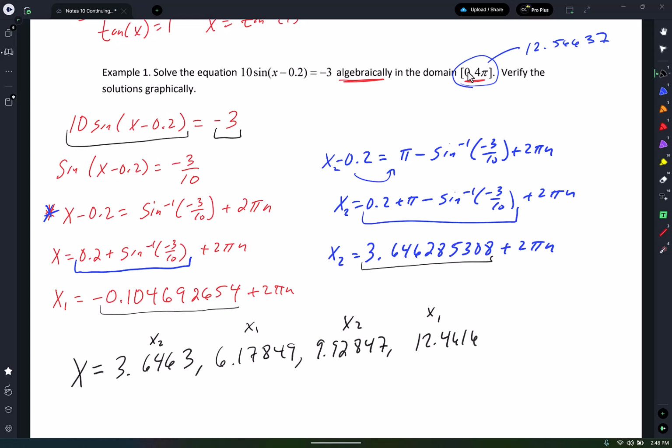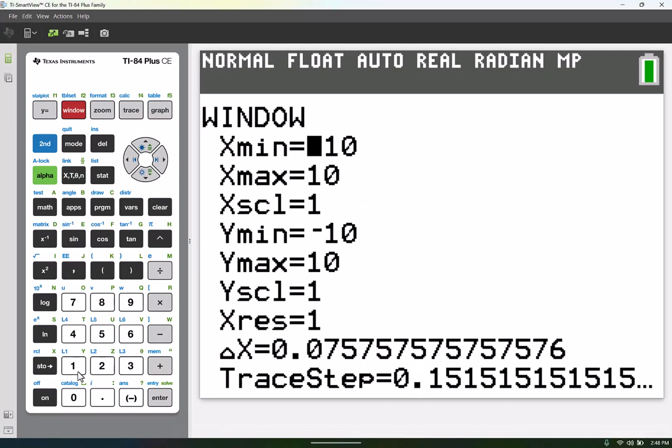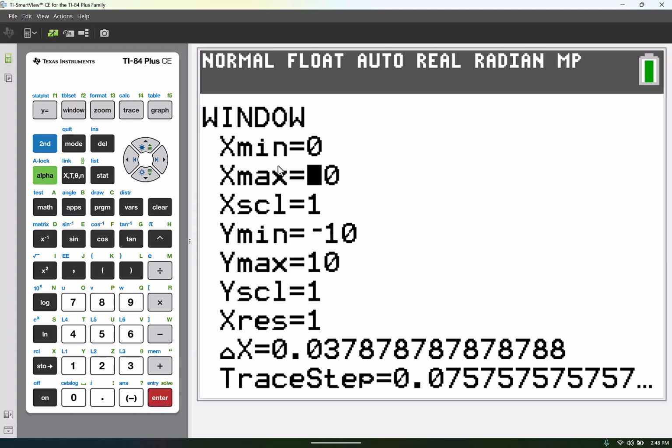See how it says I want to look between 0 and 4 pi? So, that's what I'm going to do. I'm going to make my x min 0, so put 0. I'm going to make my x max 4 pi, so push 4 pi. The pi is where the caret's at.